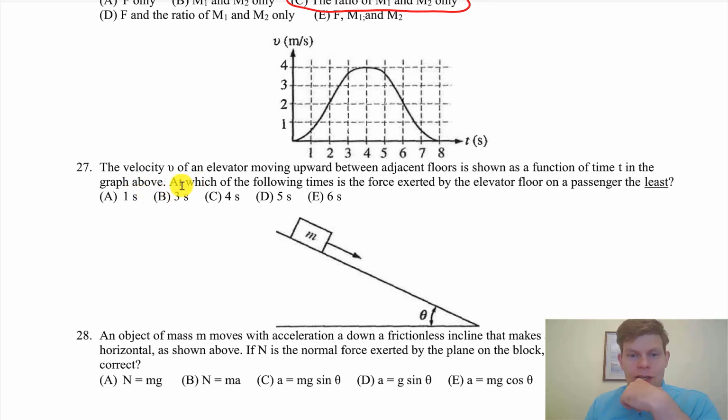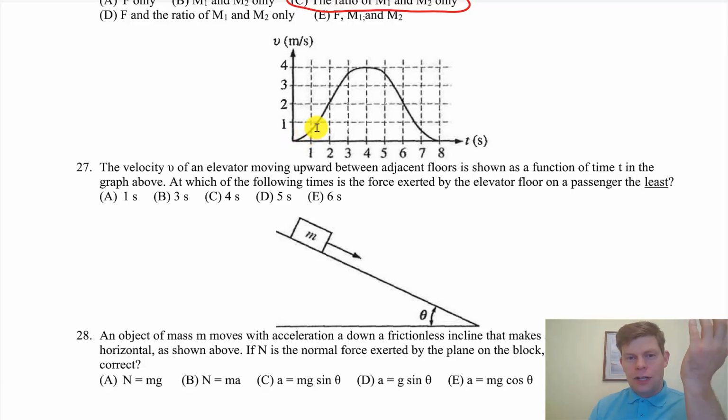27. Velocity of an elevator moving upward between adjacent floors is shown as a function of time. At which of the following times is the force exerted by the elevator floor on a passenger the least? I would say the force exerted by the elevator floor on the passenger would be the least if it's moving upward when it's slowing down. Because you think about it, you're at a floor, you accelerate up.